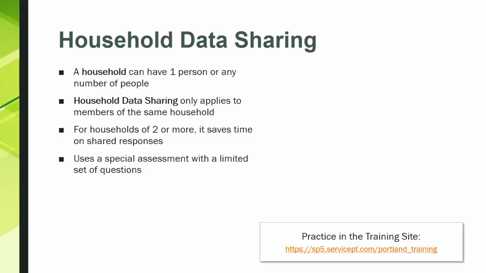Let's take client location, for example. A group of people who enter a program together and are served at the same location will have the same answer to the client location question. Household data sharing can help you save a few clicks, but only works for members of the same household. In other words, participants in the same household bucket.